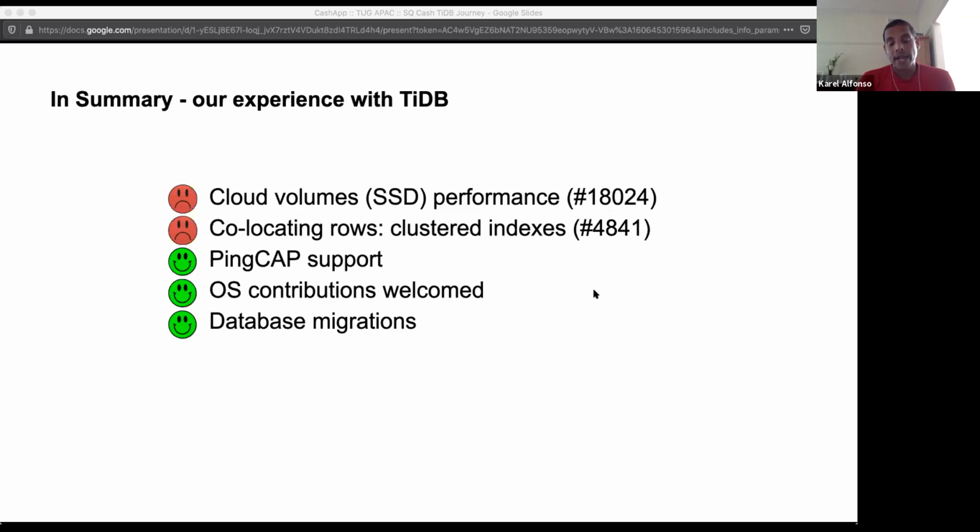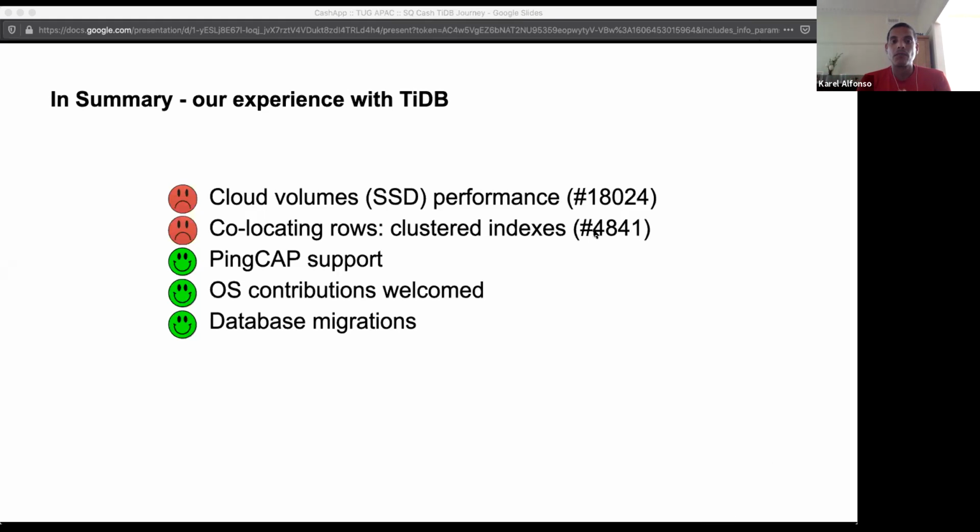We also want collocating rows. So realize that you can use range-based sharding because, for the type of searches that you do in online transactional processing databases, it works really well, but you want to touch the least amount of nodes as possible, and collocating rows for certain query access patterns is still something desirable. There's an issue that is being tracked for that as well.